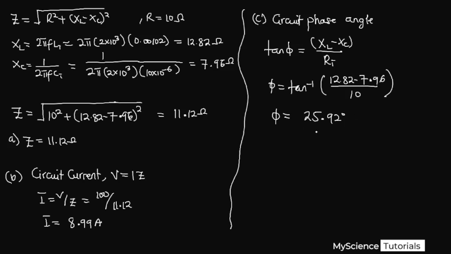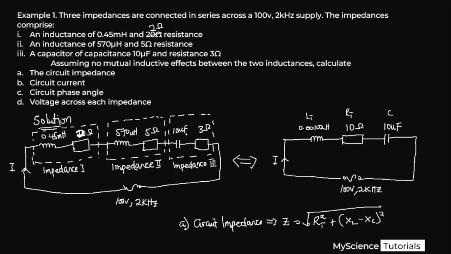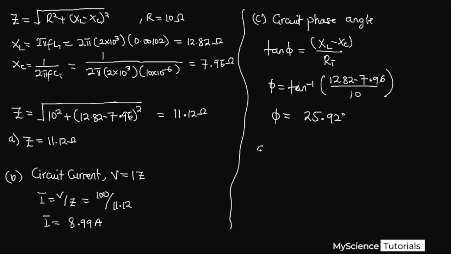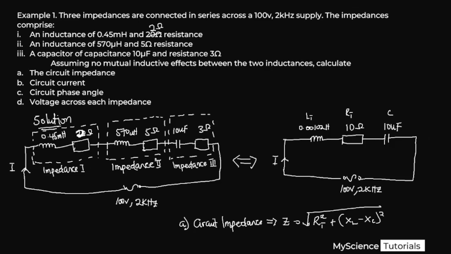So now that we have our phase angle, let's go ahead and look at the last part. We have to find the voltage across each impedance. So D, voltage across each impedance. This implies that we need to find the voltage across impedance 1, impedance 2, and impedance 3. Now if you look at it, impedance 1 has an inductor and a resistor, impedance 2 has an inductor and a resistor, and impedance 3 has a capacitor and a resistor.